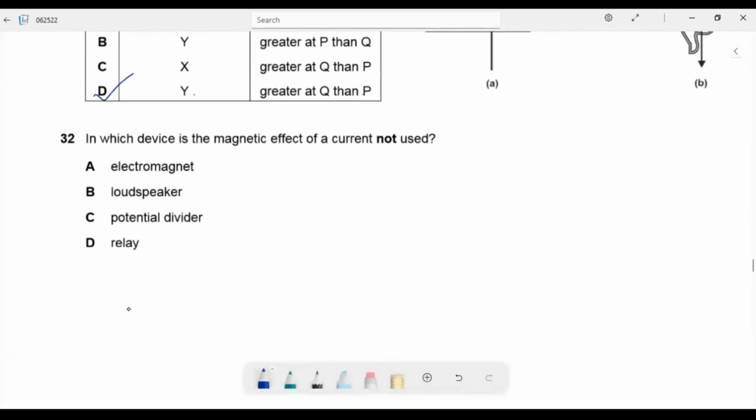In which device is the magnetic effect of current not used? So in an electromagnet, it is used, loudspeaker also used, relay also used. In a potential divider circuit, we are not using a magnetic effect. It will be just a divider circuit comprising of resistances.